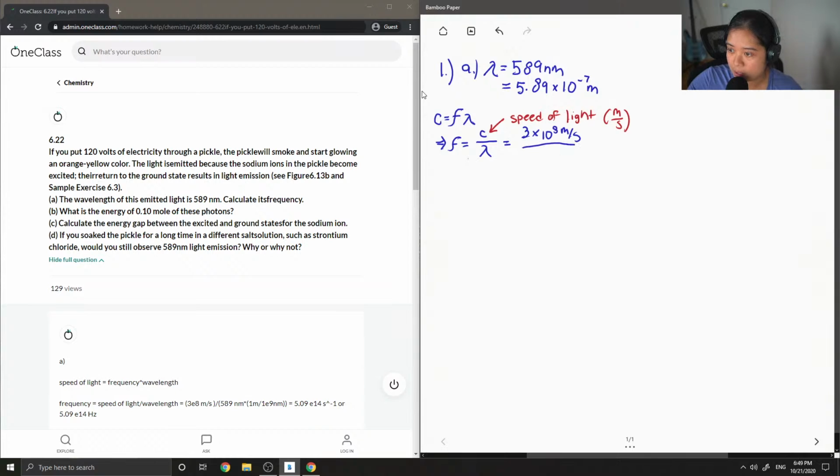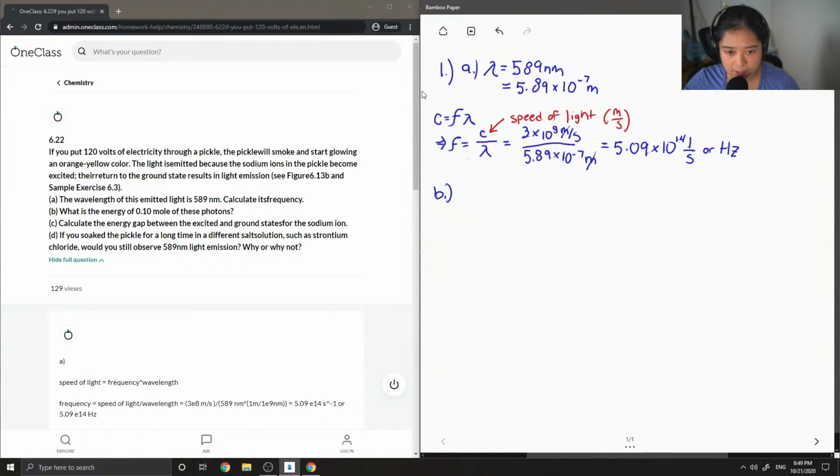And then our wavelength is the 5.89 times 10 to the negative 7 meters. And then you'll notice that the units for meters cancel out. And then we're left with a final frequency value of 5.09 times 10 to the 14 1 over S, which is also the same thing as hertz. Okay, so that's part A.